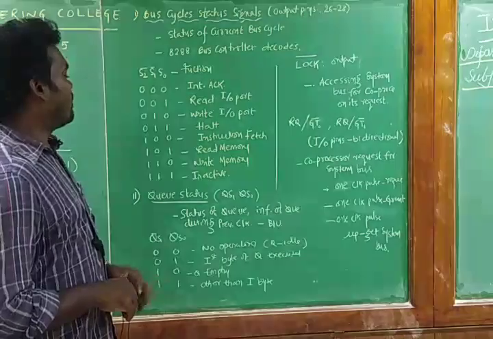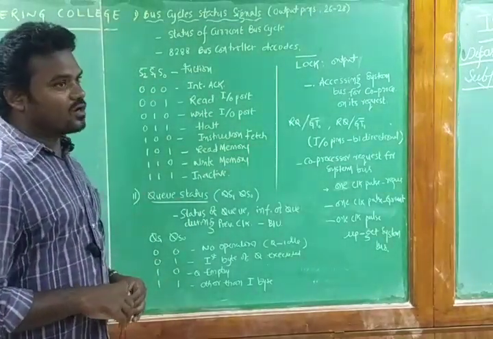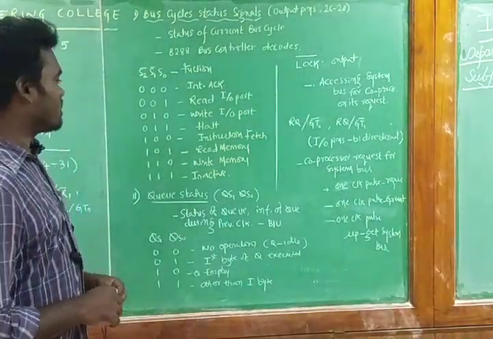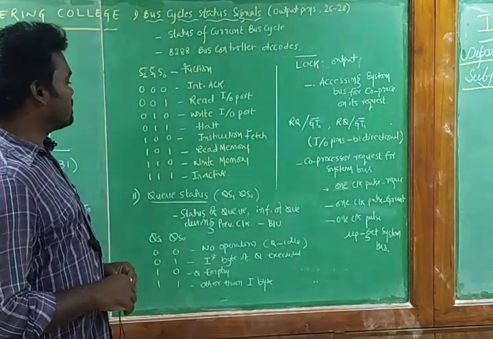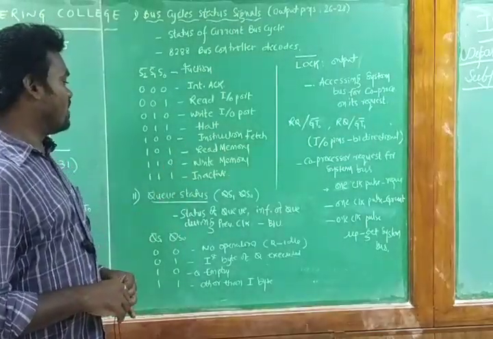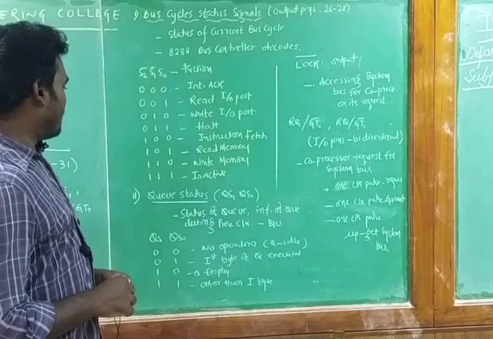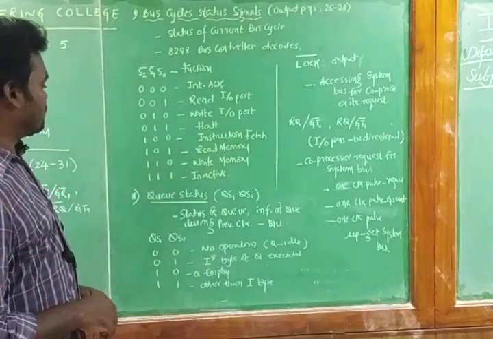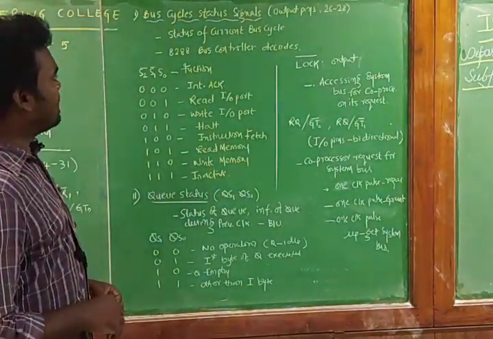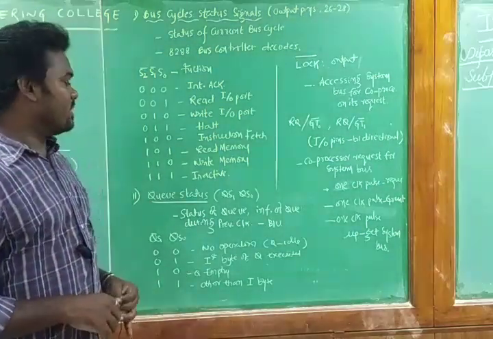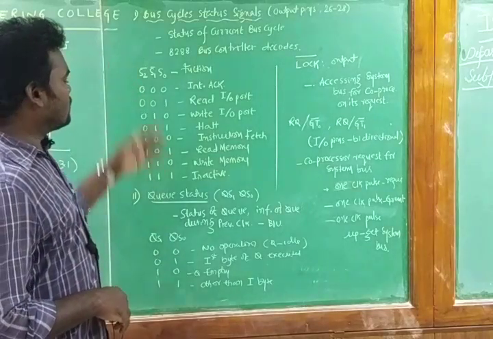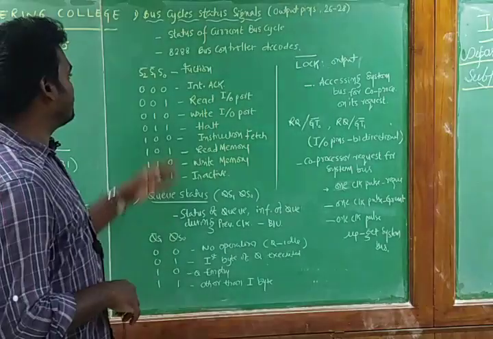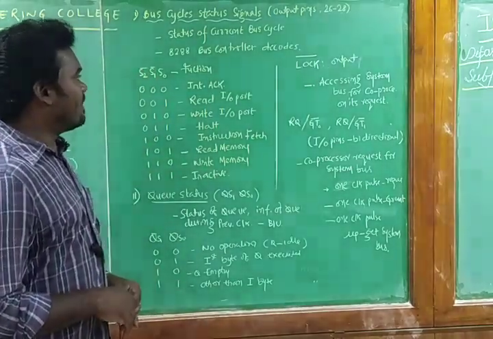Coming to the next one, 100, the 8288 bus controller decodes this as fetching the instructions from the memory. The next one is 101, which is read memory: from the memory we can read the data. Then 110 is write memory: into the memory we can write the data. And the last combination of the bus cycle status signals, 111, is nothing but inactive. All these operations will be decoded by the 8288 bus controller decoder.